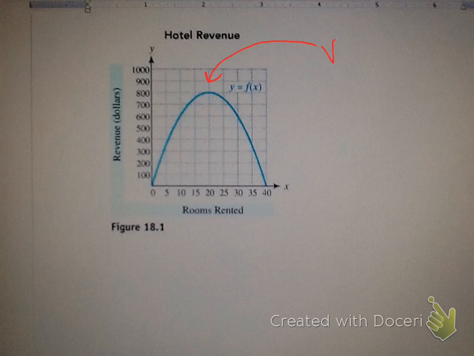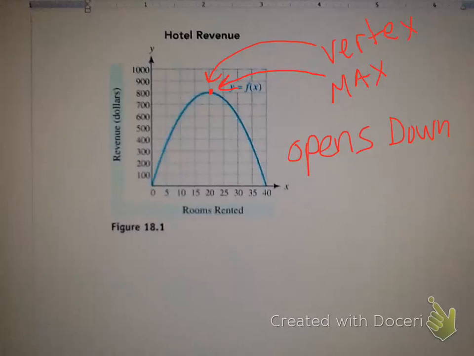On a parabola, this is the vertex. This is also going to be the maximum. And we'll talk about that a little bit later, of why that's a maximum and what a minimum is. But this is also a maximum because that is the max point that it hits. That's as high as it goes. It opens down.